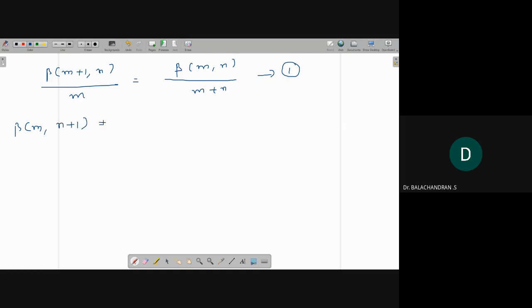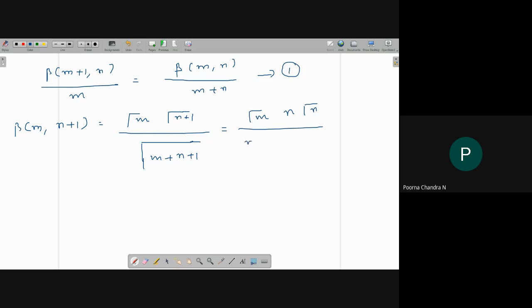Please tell anyone how to write. The same gamma idea: gamma of m into gamma of n plus 1 divided by gamma of m plus n plus 1. Okay, so the numerator, how to write the numerator? Gamma of m into gamma of n divided by (m plus n) into gamma of m plus n.